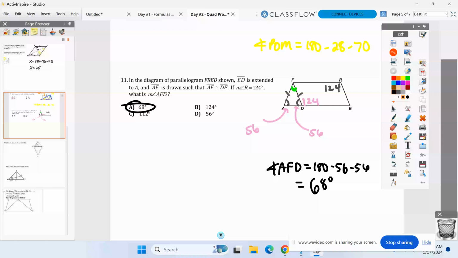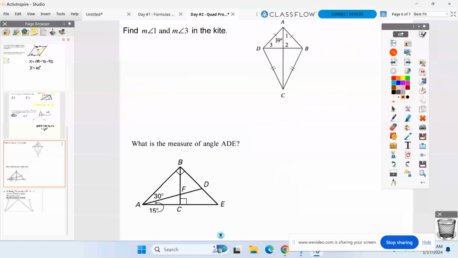All right, anything so far? All right, how about give a little love to the kite? You never know what he's going to throw on there. Anything is fair game from the seven units. All right, notice I didn't ask for angle 2. I'm not concerned with it. If you want to find it, go ahead, but I'm not asking for angle 2. So angle 1 and angle 3. Now I'm going to start with angle 3. Let's find angle 3 first, because I think that might be a little easier.